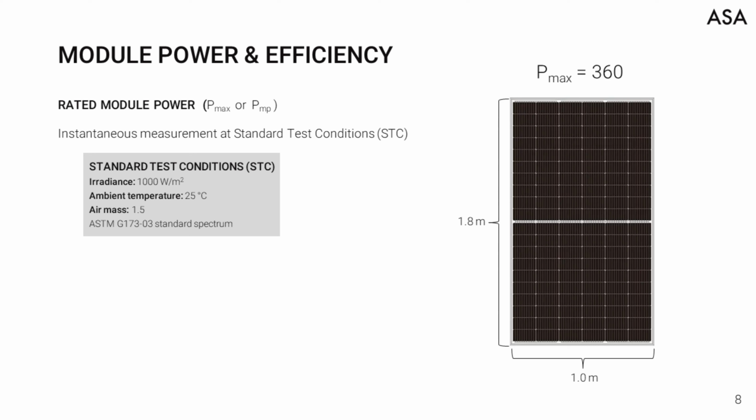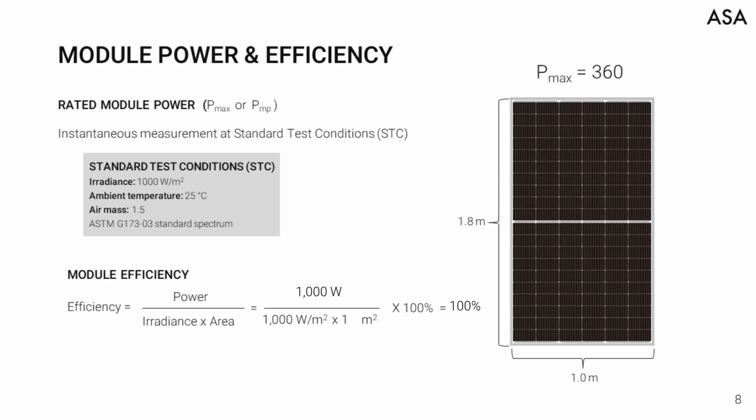Standard test conditions assume an irradiance of 1,000 watts per meter squared. A solar module's efficiency is a measurement of the percentage of the sun's power at STC that can be converted into electricity. A 1000 watt module that was 1 meter squared would be 100% efficient because it would be utilizing 100% of the sun's power at standard test conditions.